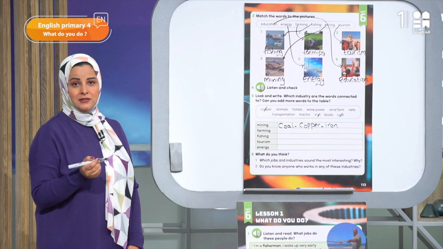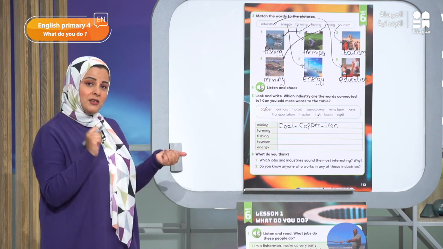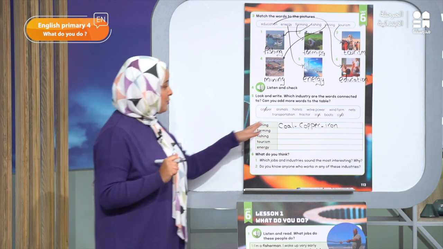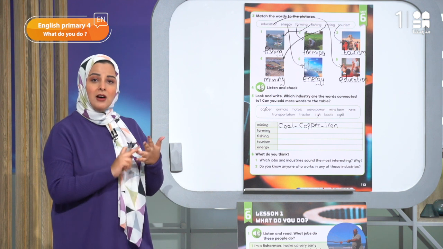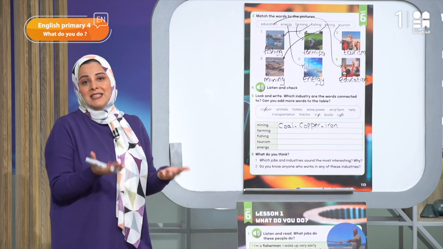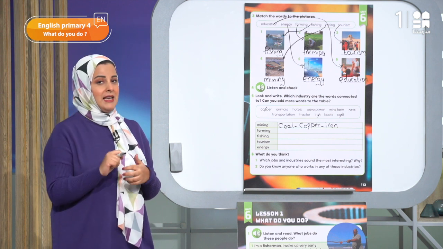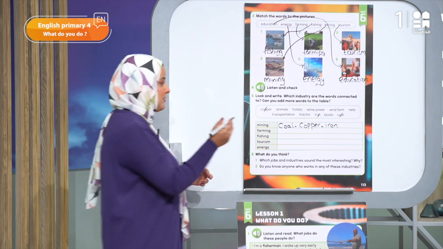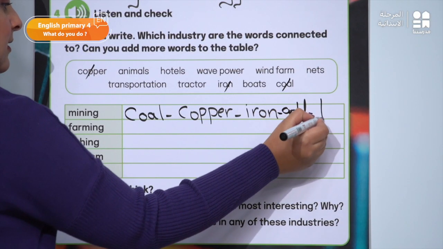Farming. Which words are related to farming? Before answering this question, I want to add something to the mining. We said copper, iron, and coal. What else can we add? We can add gold. We can add diamonds. Very good. So let's write them down. Gold, diamonds.